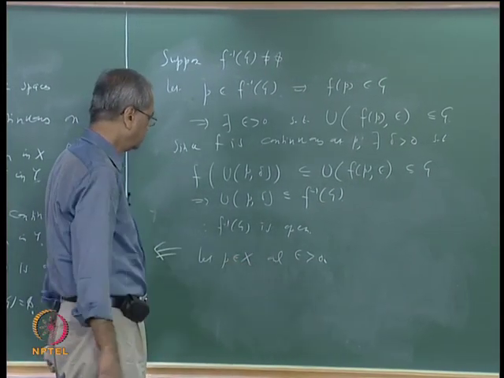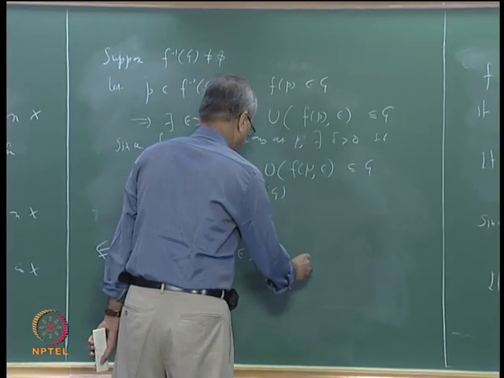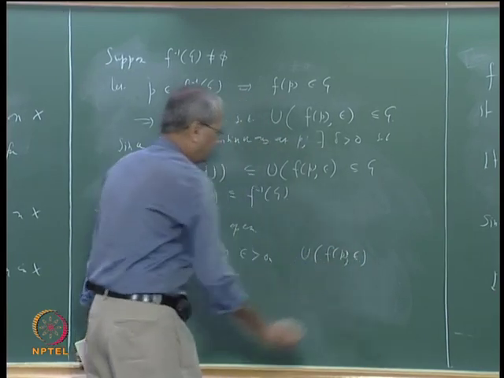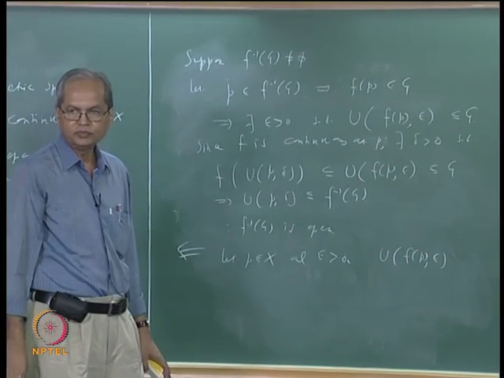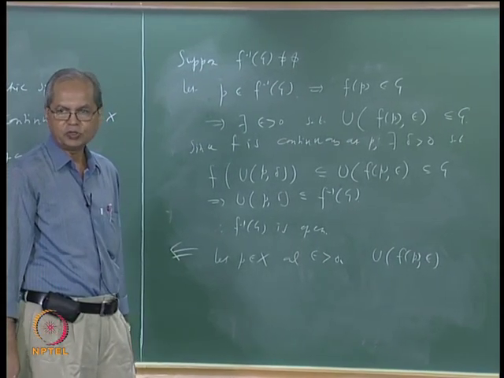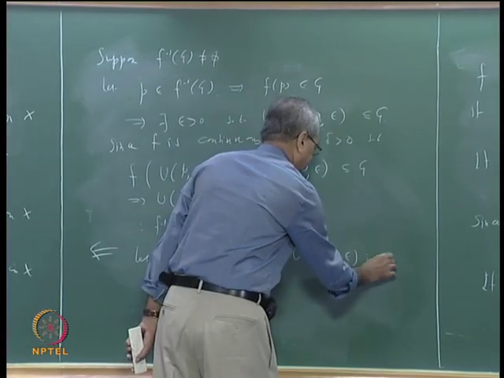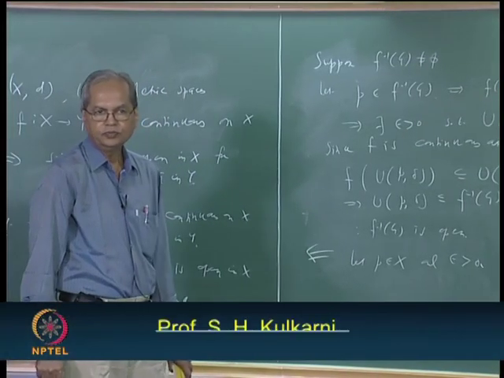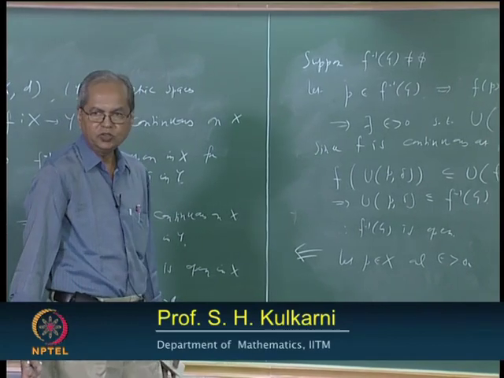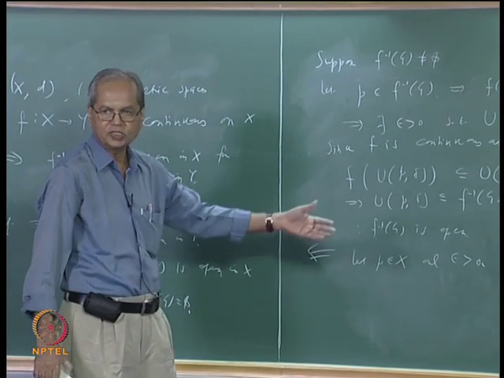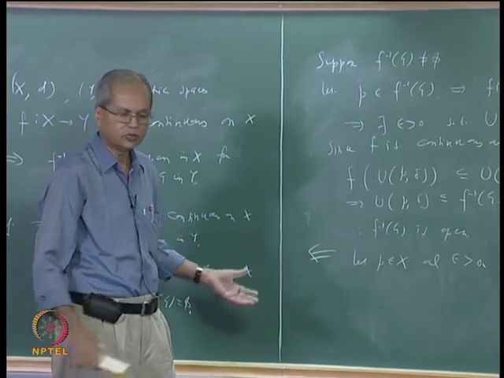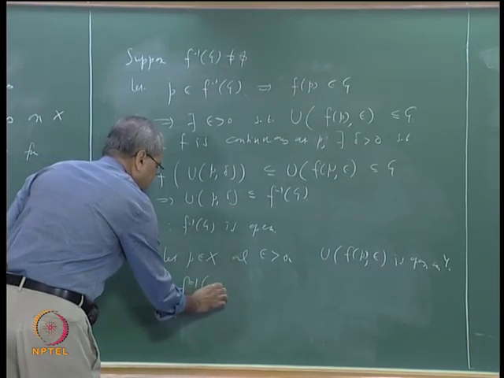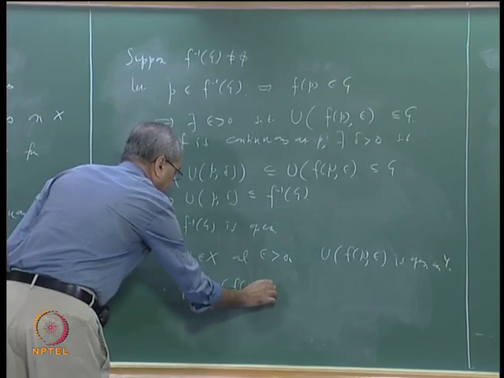Now, see this: U(f(p), epsilon), the open ball with center at f(p) and radius epsilon, is an open set in Y. So its inverse image must be open in X. That is what we have assumed. If you take any open set in Y, its inverse image must be an open set in X. So therefore f inverse of U(f(p), epsilon) is open in X.